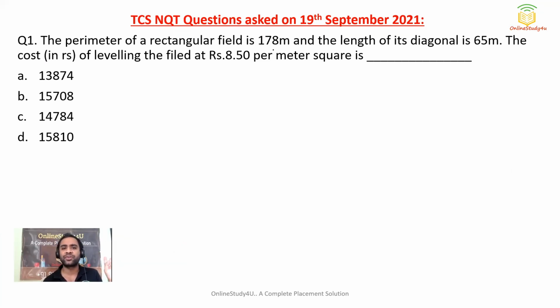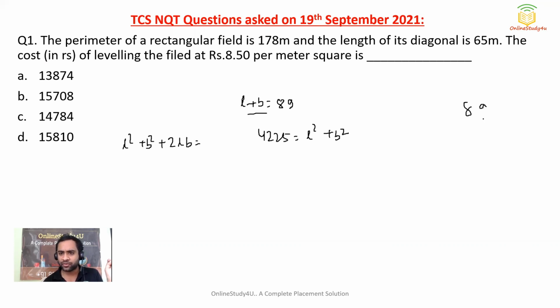of a rectangular field. So directly 2 into (L plus B), so L plus B will be 89, and the diagonal is 65, so 65 square means 4225 will be equal to L square plus B square. So I can do it a little shorter. L square plus B square plus 2LB will be equal to 89 square. So 89 square, how do we calculate? 81, 4 and 2 8 is 16, 9 is 144. So 7921.